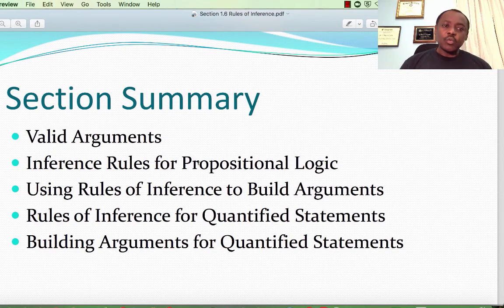Number 1, we will look at valid arguments. When is an argument considered valid? Number 2, we will look at inference rules for propositional logic and how to use rules of inference to build arguments. Then we shall also look at rules of inference for quantified statements and building arguments for quantified statements. Let's go ahead and start.